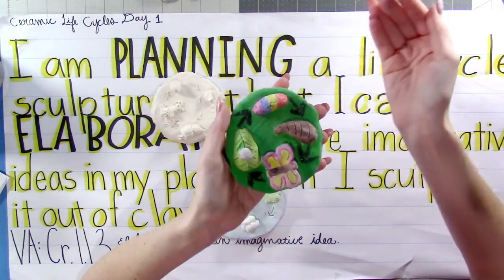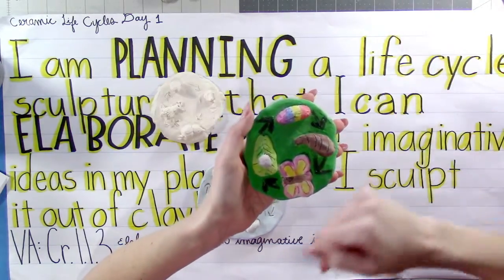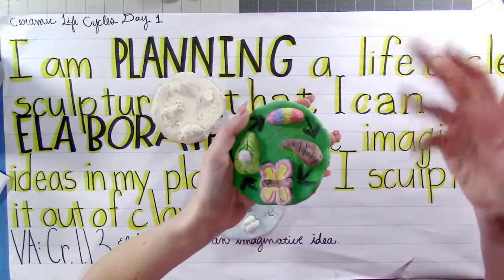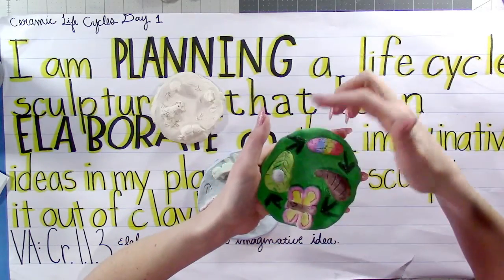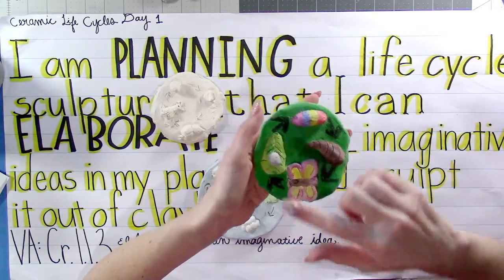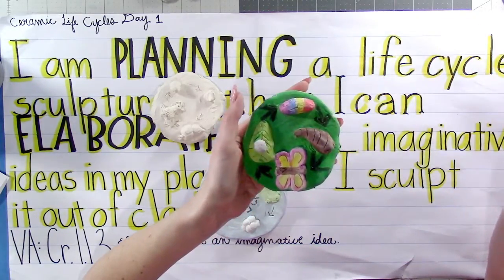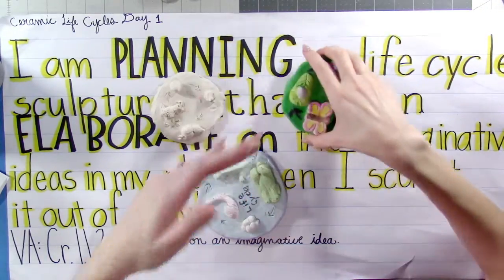So, a life cycle shows you just the life cycle of an animal or a plant or any living organism. So, for instance, it might start out as an egg and then go to a caterpillar and then a cocoon and then a butterfly, which lays an egg, which turns into a caterpillar, which goes into a cocoon, which comes out a butterfly. That's a really common life cycle.